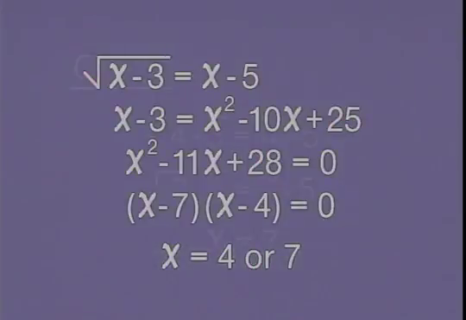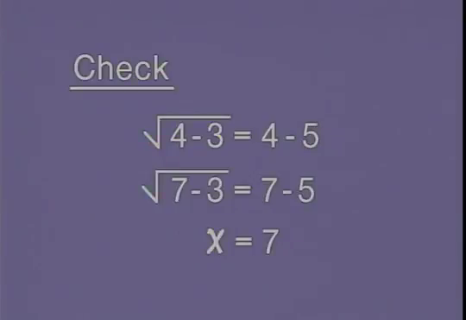In the next visual, we show the check of these two solutions. The square root of 4 minus 3, again, we replaced x with 4, which is 1, equals 4 minus 5. But wait a second. 4 minus 5 is negative 1. Does 1 equal negative 1? No, it does not. x equals 4 is not a solution to the original equation. And ever since we began solving equations in this series, I've always said check in the original equation.